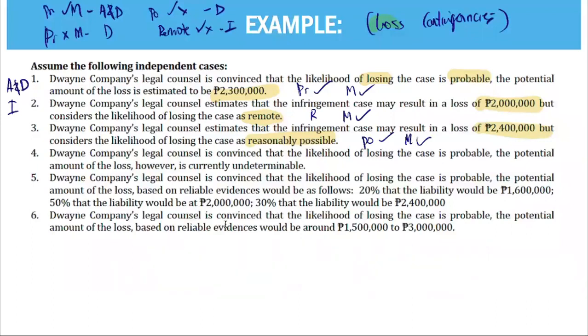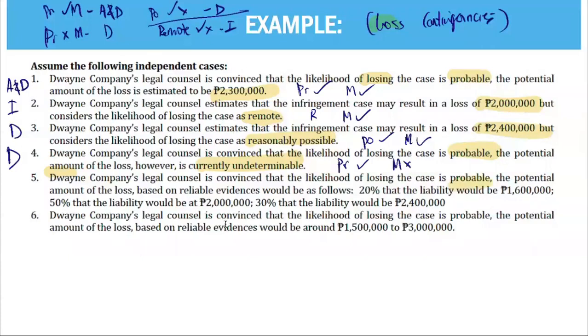You disclose. Next, Dwayne's legal counsel is convinced that the likelihood of the case is probable, so it is probable. However, the amount is undeterminable, so it is probable. However, it is not measurable. Probable, not measurable. What is the treatment? You only disclose.